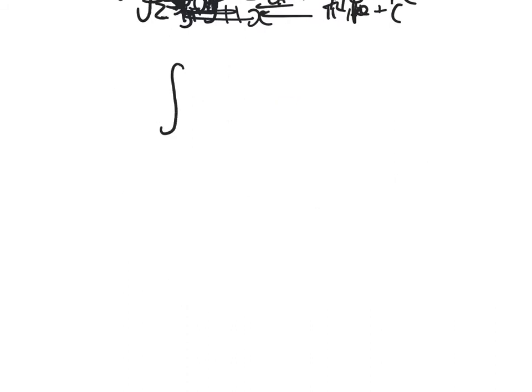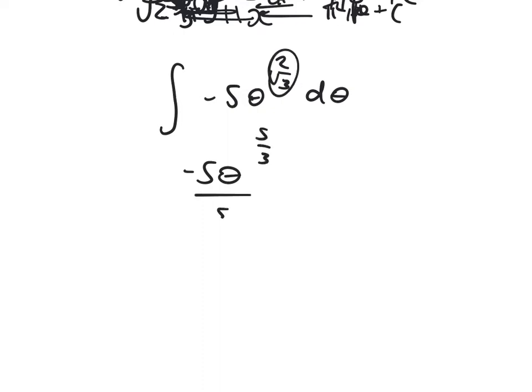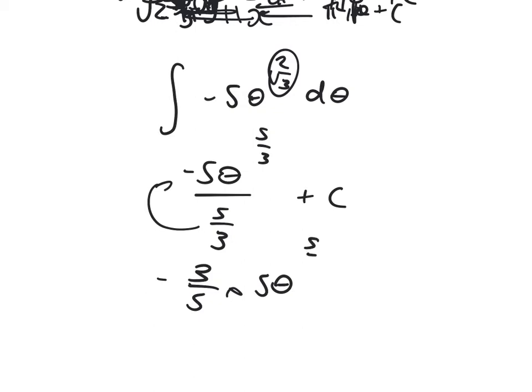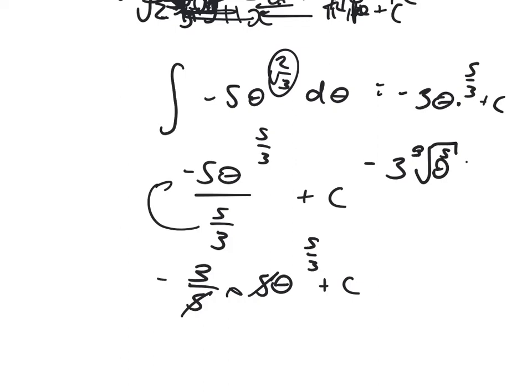Okay, we're going to integrate minus 5 theta to the 2/3. So add 1 to the power, that will be 2/3 plus 3/3 is 5/3, divided by 5/3 plus c. Bring the fraction up, flip it over, that will be minus 3/5 lots of 5 theta to the 5/3 plus c. Those two will cancel out, and that will give me minus 3 theta to the 5/3 plus c, which is minus 3 lots of the cube root of theta brought to the power 5 plus c.